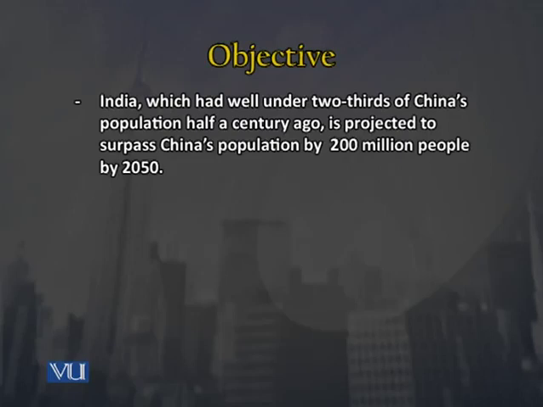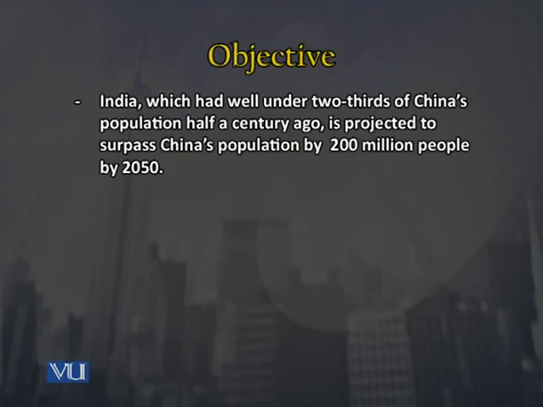If you compare 1947 India's population with 1947 China's population, then India's population was even less than 2/3 of China's population. But when we make projections for 2050 of what the population will be in both countries, we see that India's population will have grown many times more than China's, and it has been estimated as 200 million more people by 2050 as compared to what China's population will be at that time. So this is something which is alarming for India.